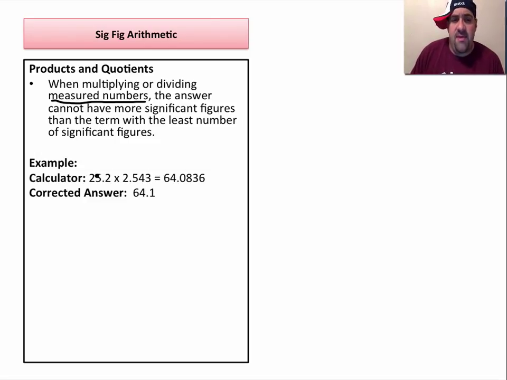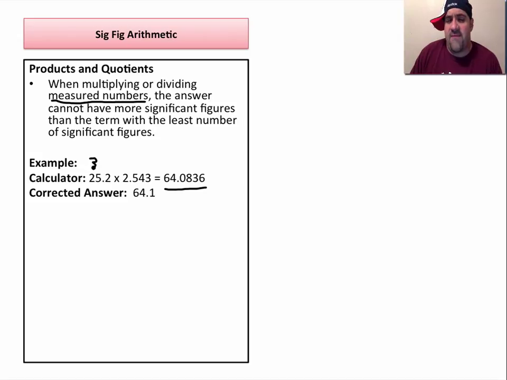In a simple example, if we took 25.2 and multiplied it by 2.543, our calculator yields this big long number right here. And the rule is your answer cannot have more sig figs than the term with the least number. So which of these terms has the least amount? Well, this one has 3 sig figs.